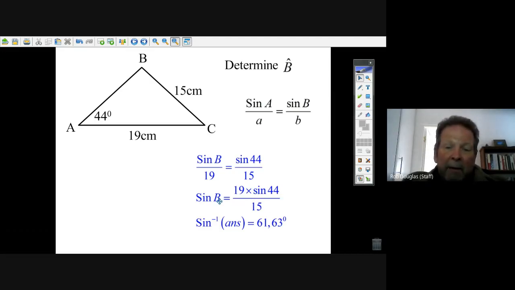But to find the angle, you've got to ask your calculator what angle fits with this ratio here. And you go shift sine of whatever that is, and it'll tell you that angle B is 61.63 degrees. Well, that's the sine rule. I hope that helped.